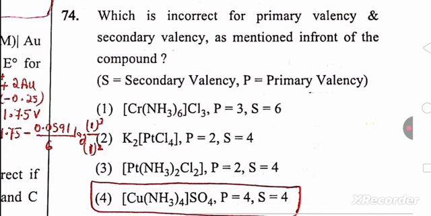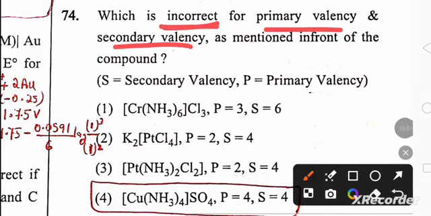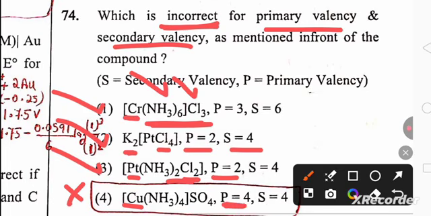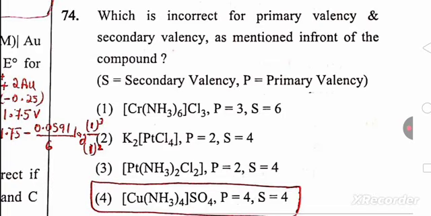Which of the following is incorrect for primary and secondary valency? You can see in chromium, for this coordination compound, primary valency is 3 and secondary valency is 6. This is the correct statement. For the second option, potassium, primary valency is 2 and secondary valency is 4. That is also right. Third one, platinum, primary valency is 2 and secondary valency is 4. That is also right. Whereas in the fourth option, copper, secondary valency is 4 but primary valency is wrong. So option 4 is the incorrect one among the following.